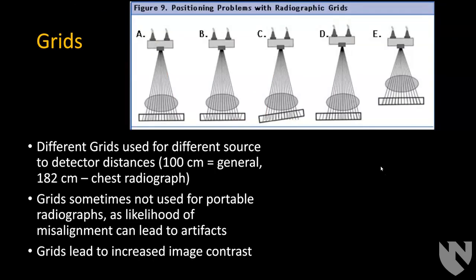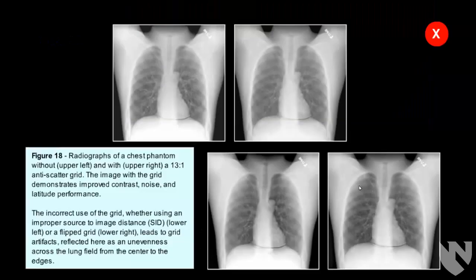So grids can also cause problems if they're not lined up right. If the septa are not lined up to the primary X-ray beam correctly, they will block it. So if you put the grid on backwards, or if it's on crooked, or if it's misaligned, it can cause all sorts of issues. And so the grids have to be pretty specifically set up for the X-ray machine and the distances. And that's why grids usually aren't used for portable images, because you just can't get them lined up.